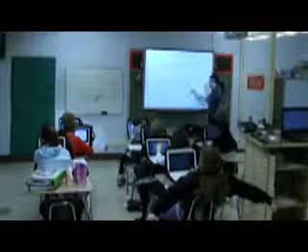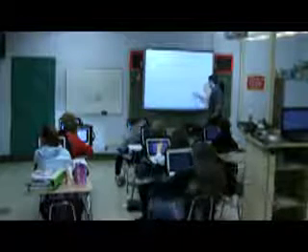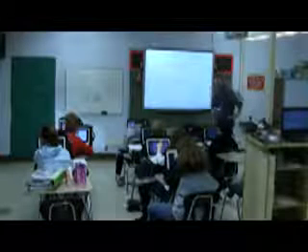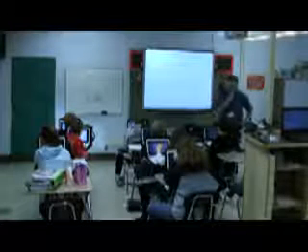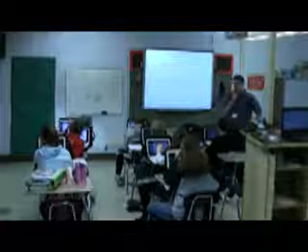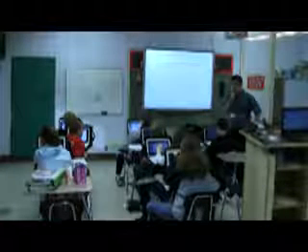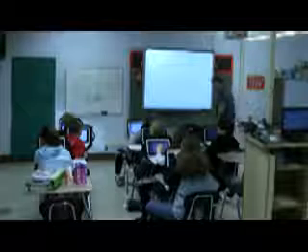Now let's take a look at this, because the slope's going like this, right? If it's a downward slope, then should it be positive or negative? Positive because it's going down. It's not going up, it's going down.